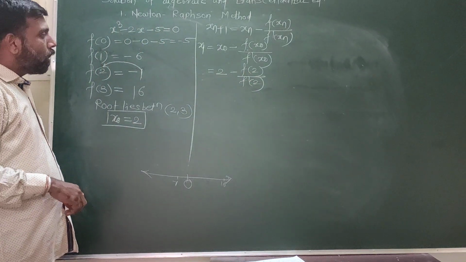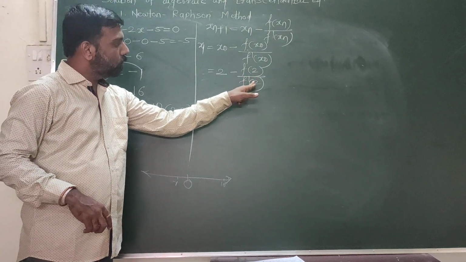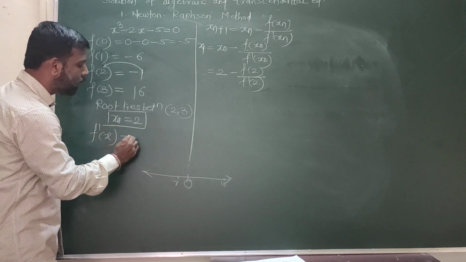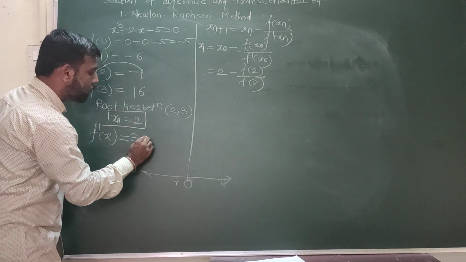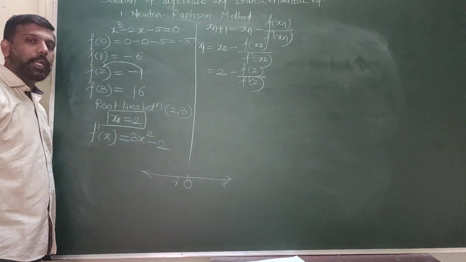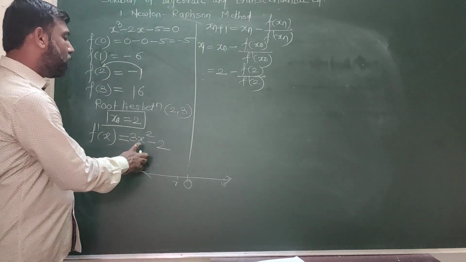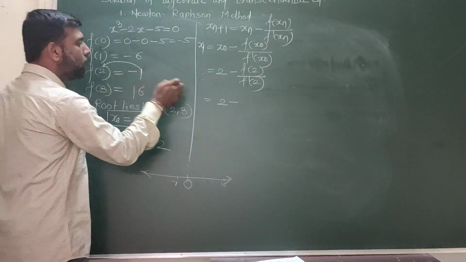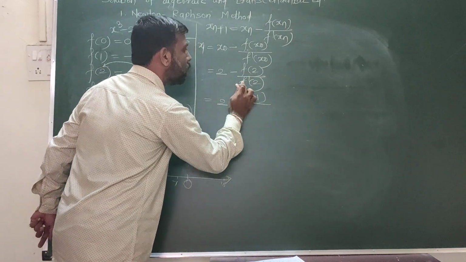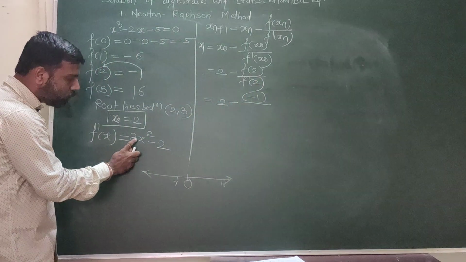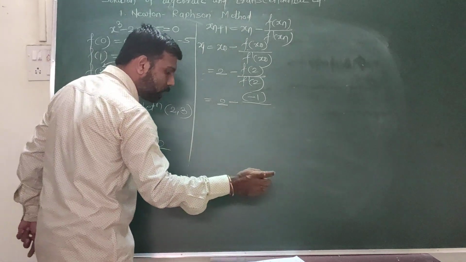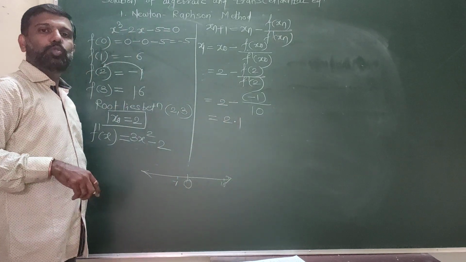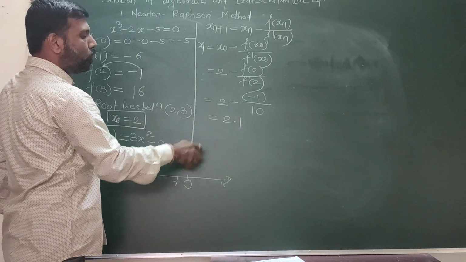f of 2 upon f dash of 2. Now f of 2 we have, but f dash of 2 we don't have. So in this case, first find the derivative. F dash of x is equal to 3x square minus 2. So this is the derivative for this polynomial. Now 2 minus f of 2, whose value we already have. Substitute here f dash of 2, substituting 2 here: 3 into 2 square minus 2. After that the value is 10. And the first approximation is 2.1. So this is our first value x1.